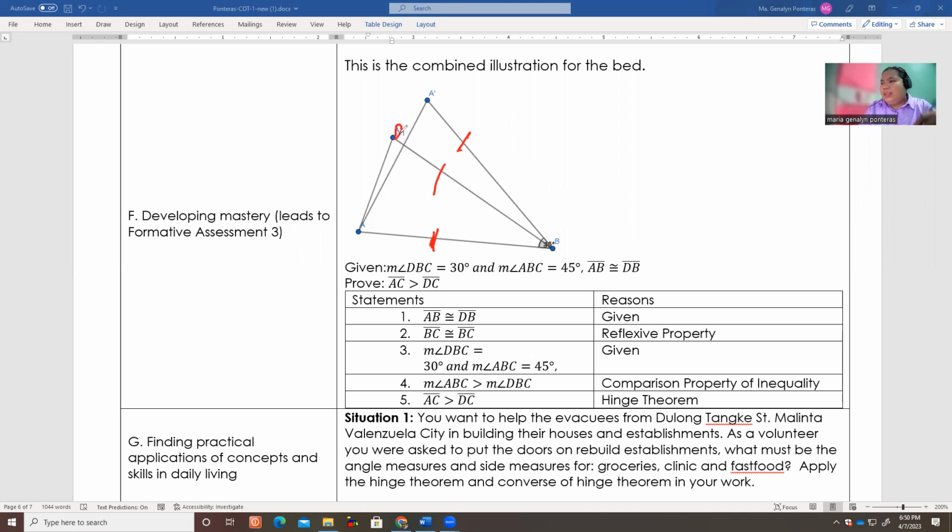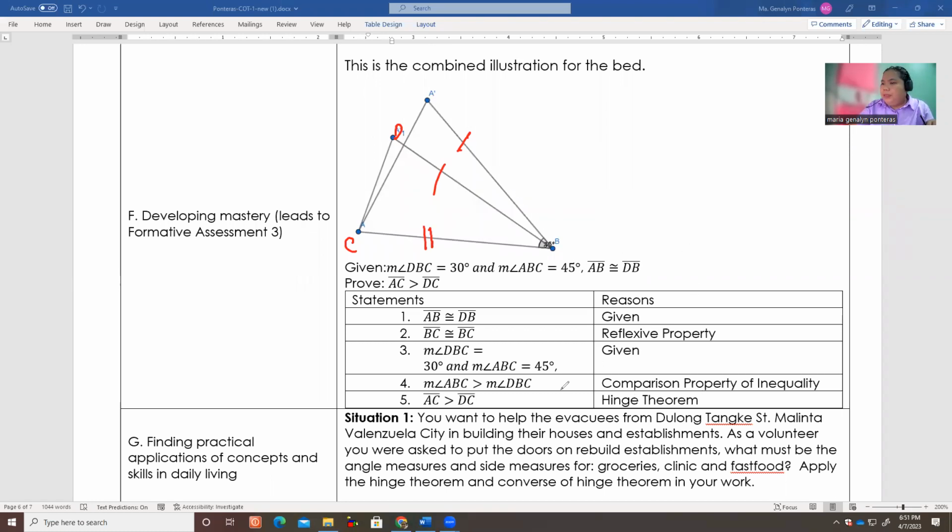This is D. Just for naming. So in our statement, AB is congruent to DB, that's given. BC is congruent to BC by reflexive property. So this one is C, by the way. This is the framework of the bed.